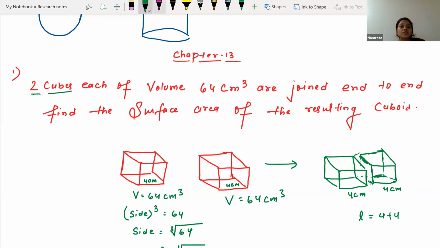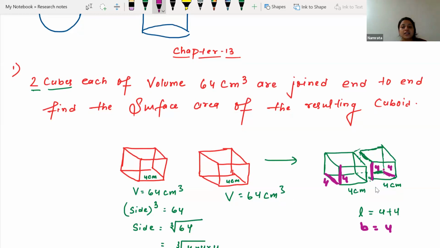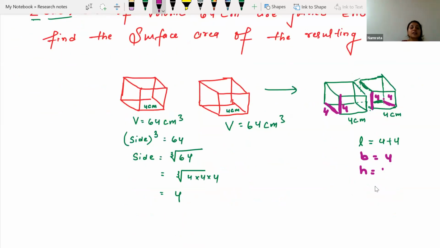So if you focus on the width, this is the width, right? Which is still 4. Can you see the width or the breadth? So we can say the breadth of this cuboid is 4. What about height? This is the height, which is still 4. So we can say the height is also still 4. So what exactly is getting changed when you are joining two cubes? Only the length is getting changed. Breadth and height are exactly the same, just like the cube.